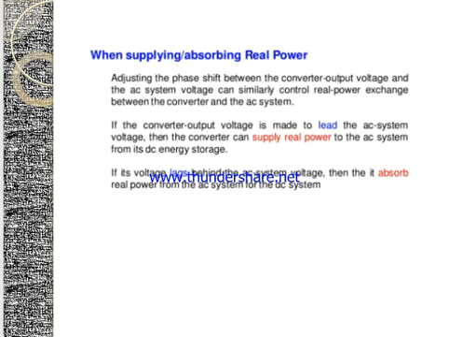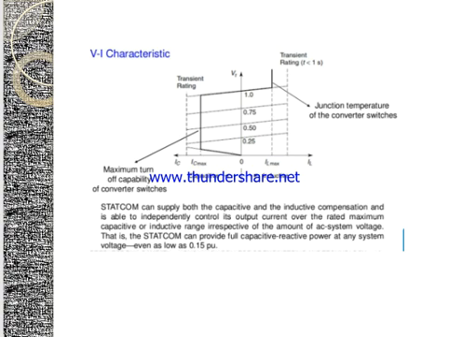By adjusting the phase shift between the converter output voltage and the AC system voltage, it can similarly control the real power exchange between the converter and the AC system. If the converter output voltage is made to lead the AC system voltage, then the converter can supply real power to the AC system from its DC energy storage. If its voltage lags behind the AC system voltage, then it absorbs real power from the AC system into the DC system. So this is how the VI characteristics are obtained.